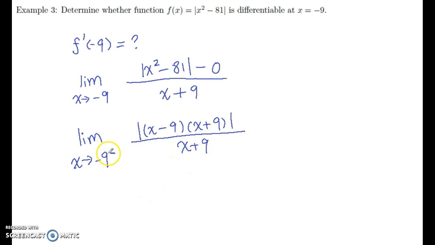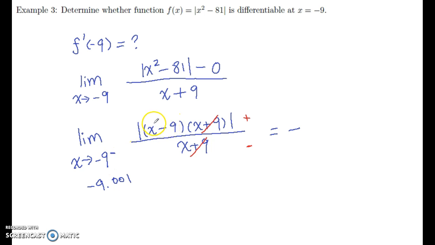Now if x approaches −9 from the left, it means x is a little bit less than −9, like −9.001. Right here the denominator will be negative, and an absolute value is always positive or 0, so this quotient will give us a negative value. We can cancel x + 9 on the top and bottom, so it's |x − 9|.